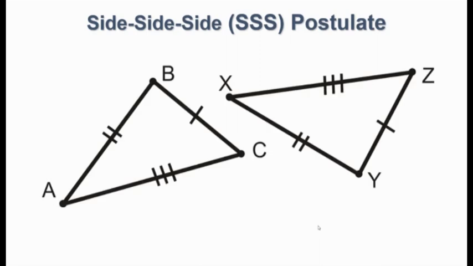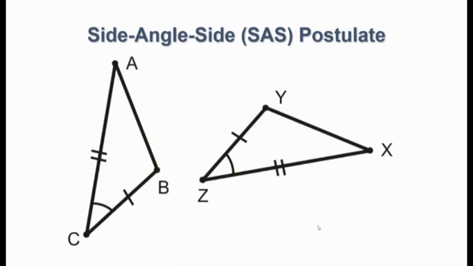So let's start identifying the postulates. Side, side, side. Look at these two triangles. The three sides are congruent to the three sides of the other triangle. Side, angle, side. If you can notice, angle C in triangle ABC is an included angle, and angle Z in triangle XYZ is an included angle.